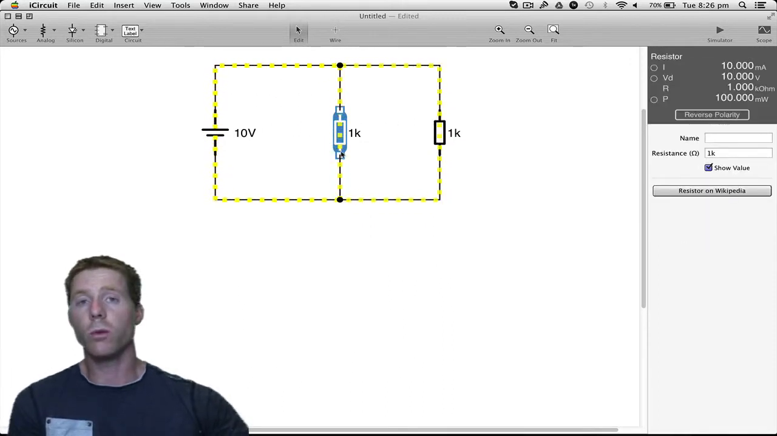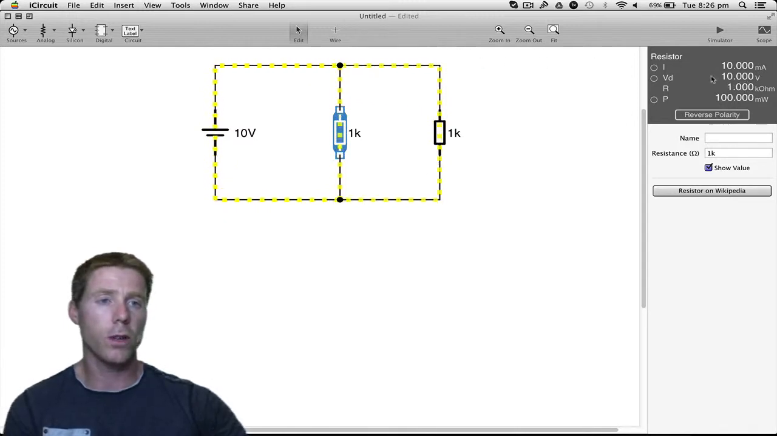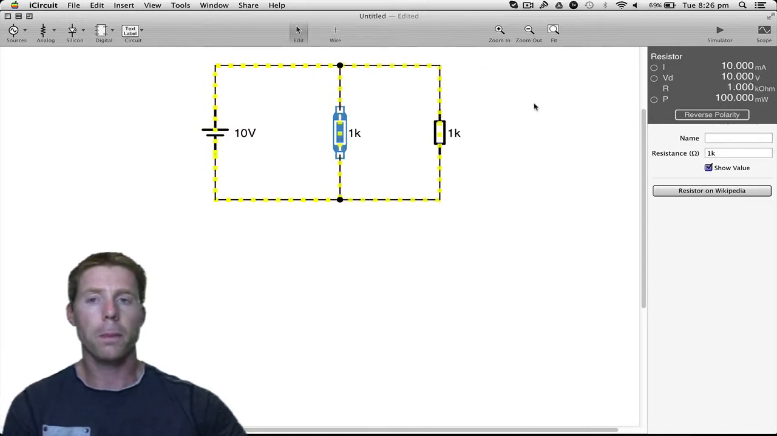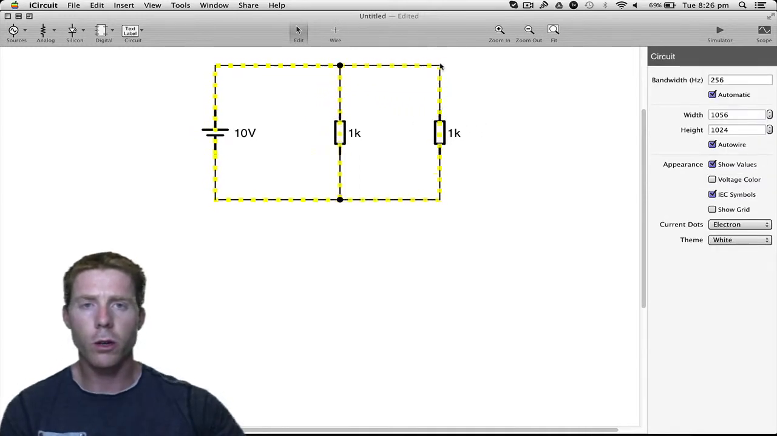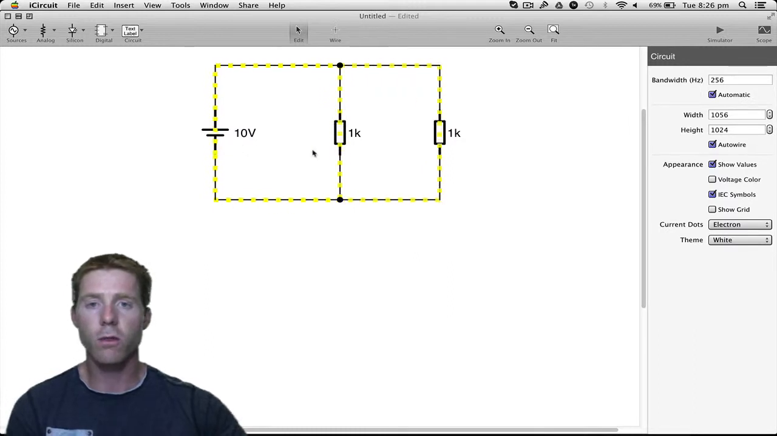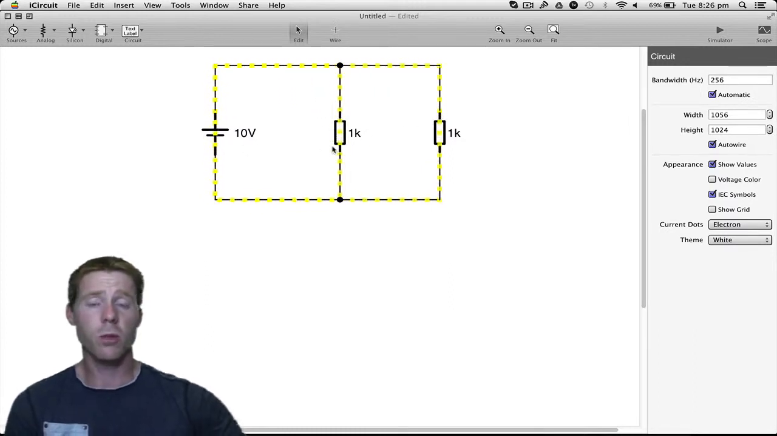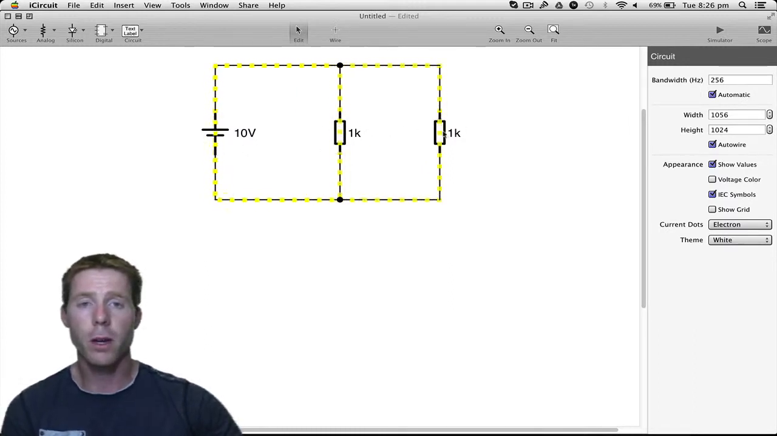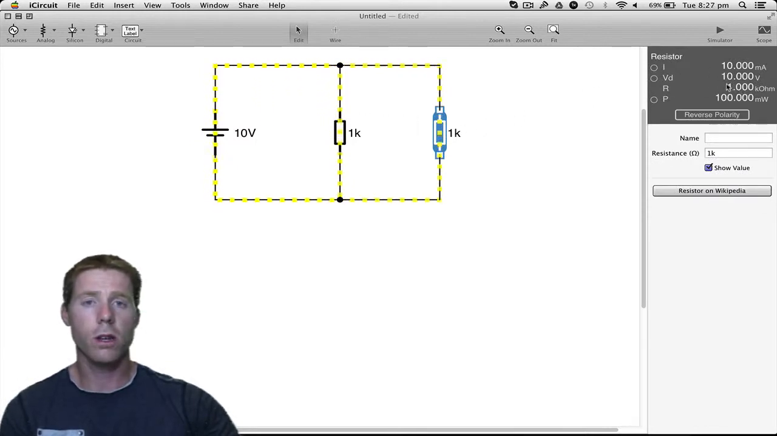Therefore, we have 10 volts across that resistor, and we can see that over here, 10 volts. What about this other resistor? Well, the top of that one goes straight to the positive terminal. The bottom of that one goes straight to the negative terminal. It's identical to this one. It's connected exactly the same. It also has 10 volts.